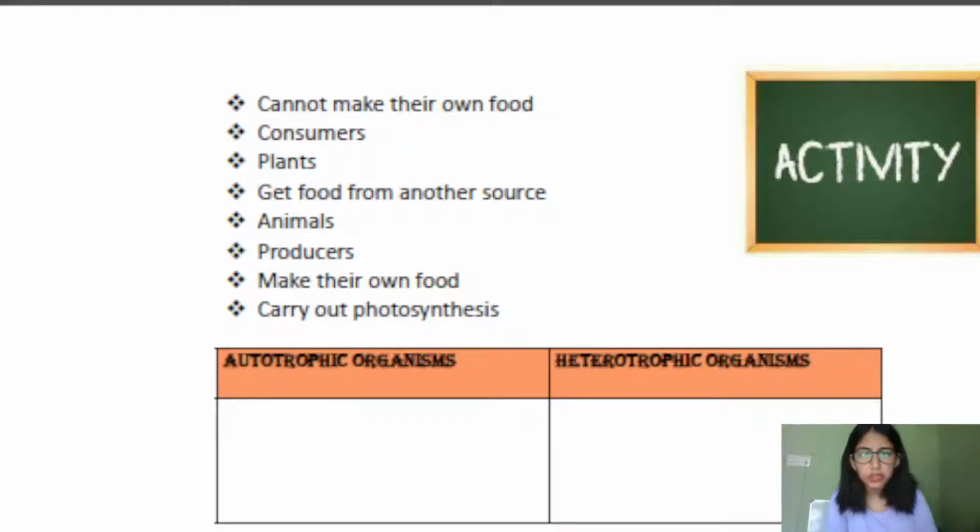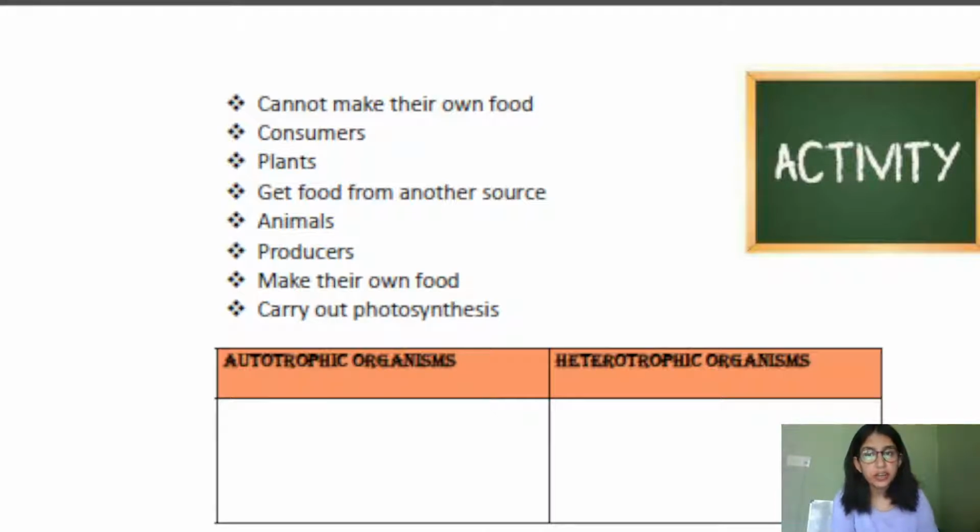Yes, you have this table in front of you. You will be helped to explain the autotrophic and heterotrophic mode of nutrition with the help of these terms, or we can say these statements, which are given. So, cannot make their own food. It should belong to which category? The autotrophic mode of nutrition or the heterotrophic organisms, basically.